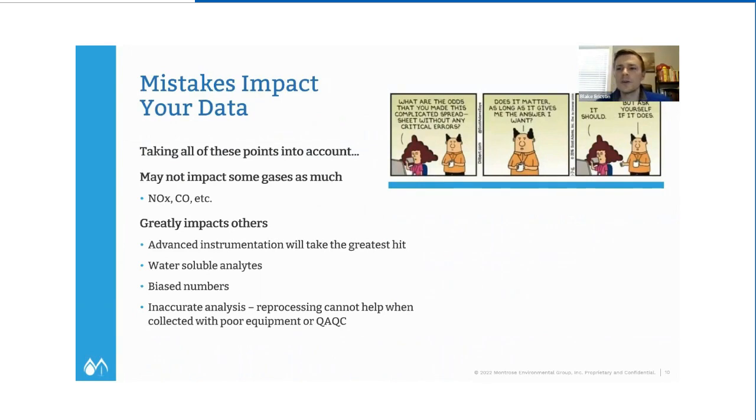So taking all these points into account, the mistakes really impact your data quality. And it's pretty well known that some gases aren't going to be impacted as badly, such as your NOx, your CO, you name it. But your sticky gases, like HCl, ammonia, and there's a whole slew of others, those are going to be greatly impacted. So we know that you can run a heated sample line in the high 200s to get basic combustion data. But if you're looking for the tougher gases to see, you've got to be running at the appropriate temperatures. Make sure you're monitoring your temperatures.